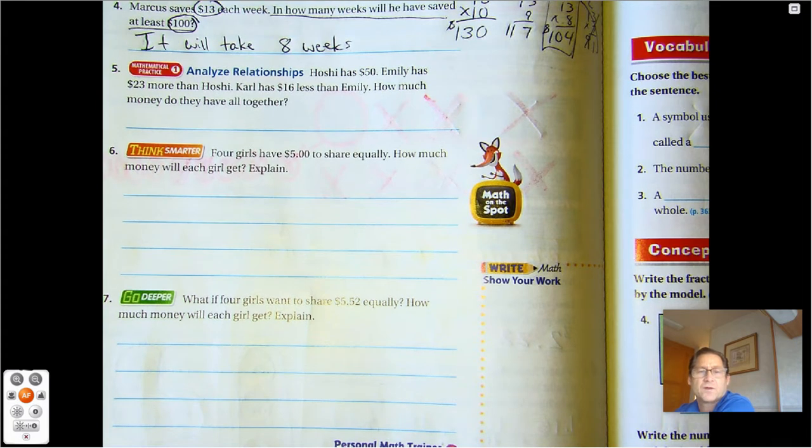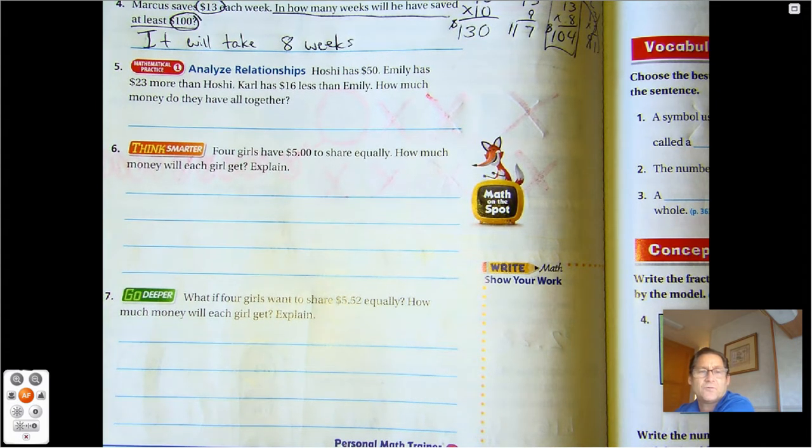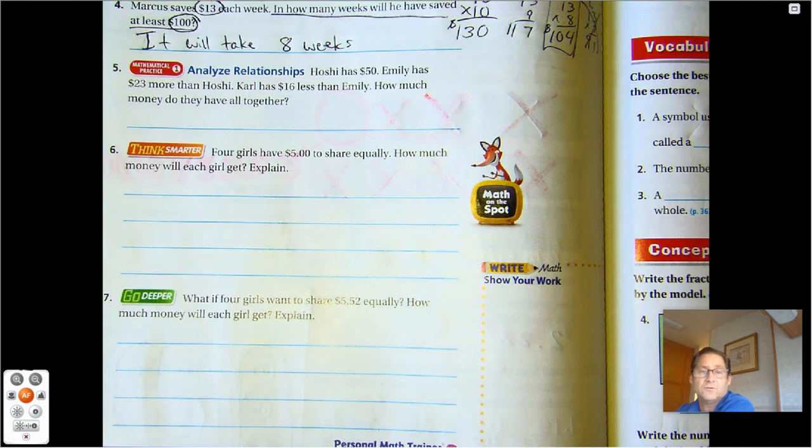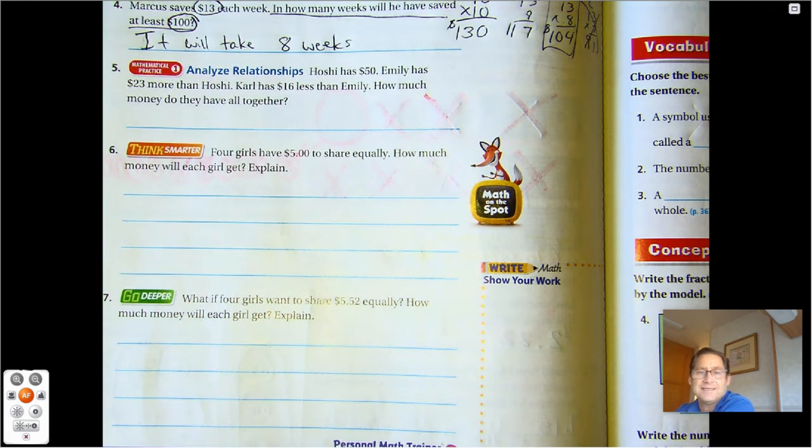Number 5. Hoshi has $50. Emily has $23 more than Hoshi. Carl has 16 less than Emily. How much money do they have altogether?